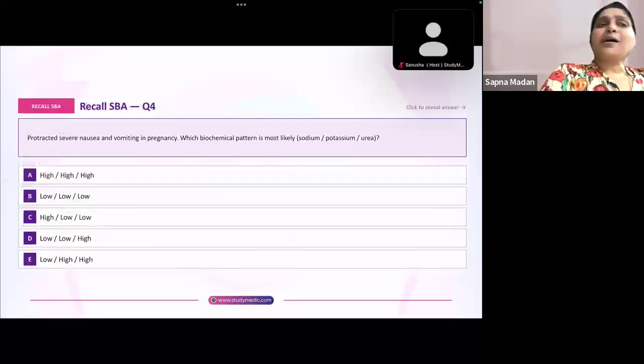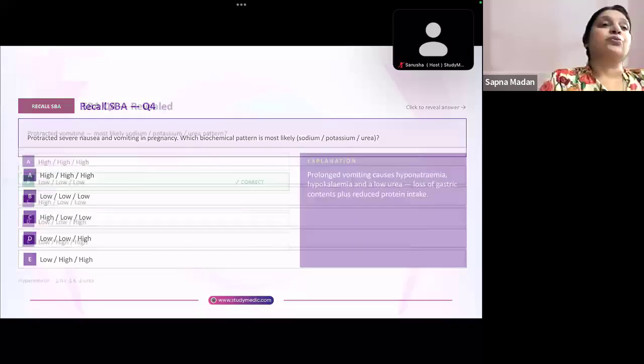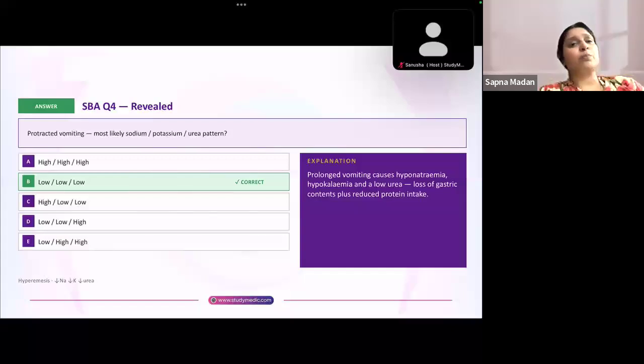Protracted severe nausea and vomiting in pregnancy. Which biochemical pattern is most likely between sodium, potassium, and urea? Is it high, high, high, or low, low, low, or high, low, low, or low, low, high, or low, high, high? I'm sure nobody is going to get this wrong. This is going to be low sodium, low potassium, and low urea. In hyperemesis gravidarum, because of prolonged vomiting, there is hypokalemia. Because of dehydration and water retention, there is hyponatremia, and because of poor intake, there is low urea.